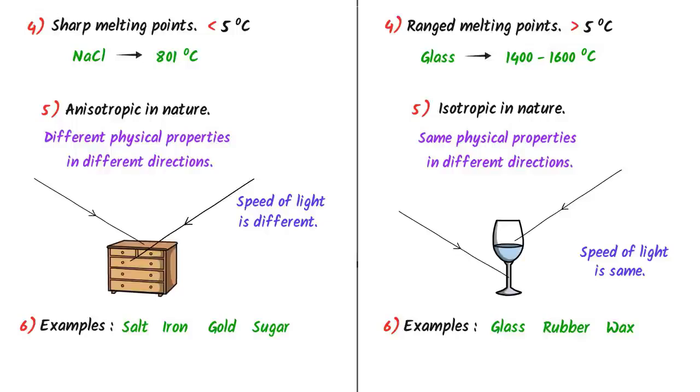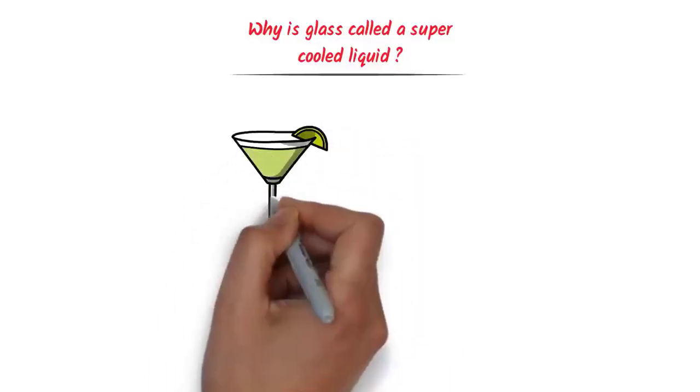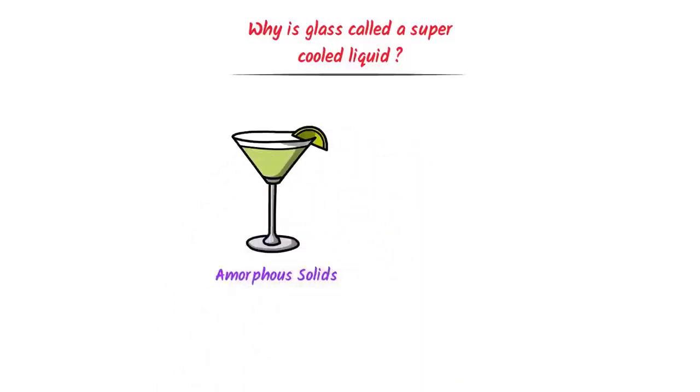Thus, note down all these important points about crystalline solids and amorphous solids. Here, let me teach you one important question. Why is glass called a supercooled liquid? Well, we already know that glass is an amorphous solid. Secondly, all the molecules in the glass are irregularly arranged.